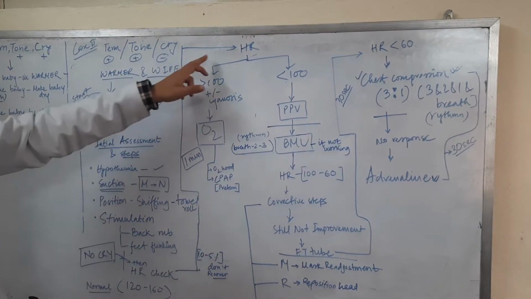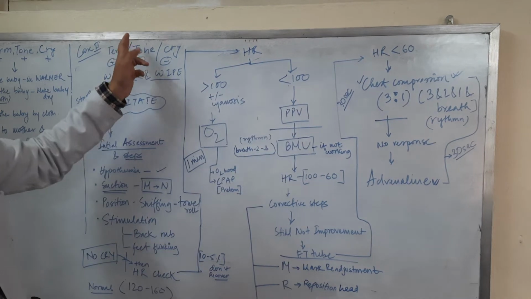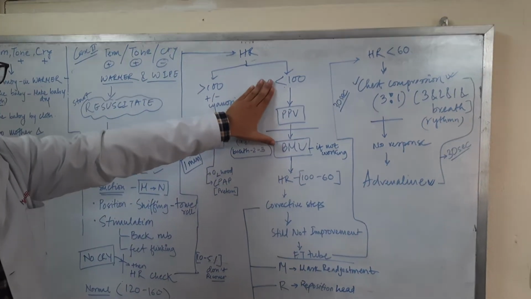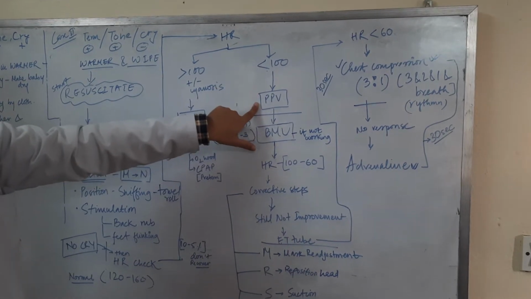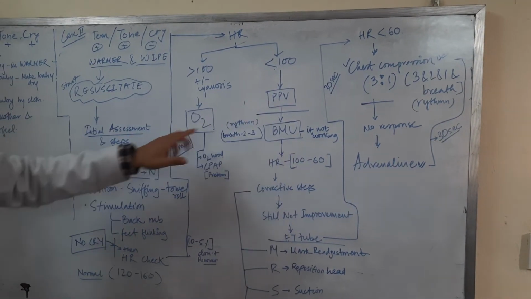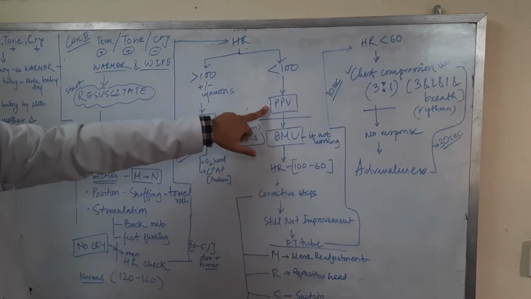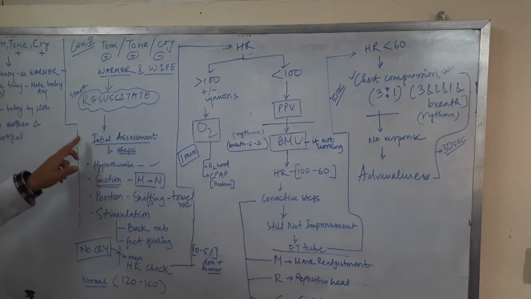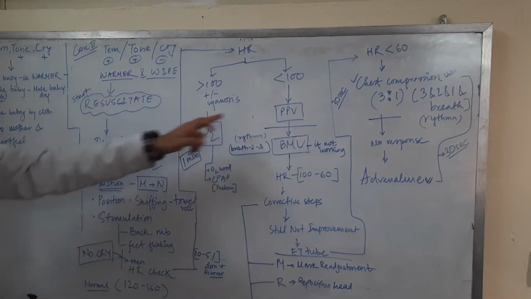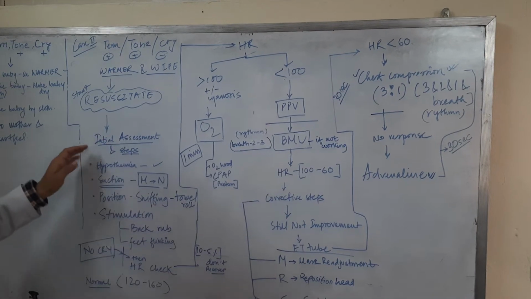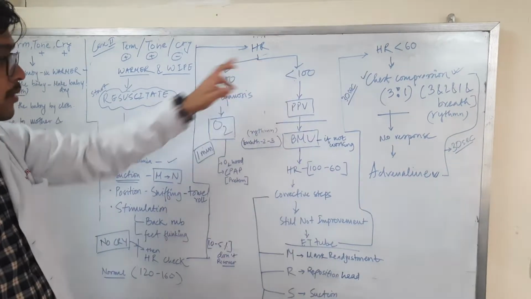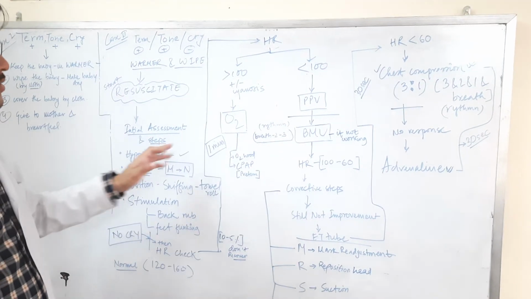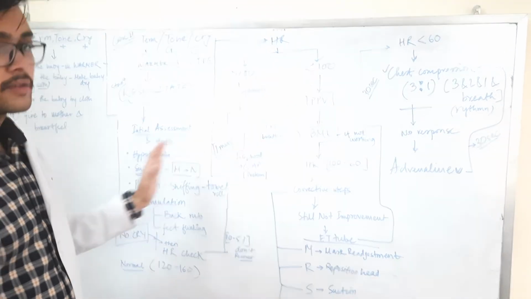Now if the heart rate is less than 100 and the baby is not crying, this is an indication for immediate positive pressure ventilation. The decision to start positive pressure ventilation from initiation of neonatal resuscitation should take no more than 1 minute. From this step to this step should be started within 1 minute of starting initial action. So all these things should be done very rapidly.